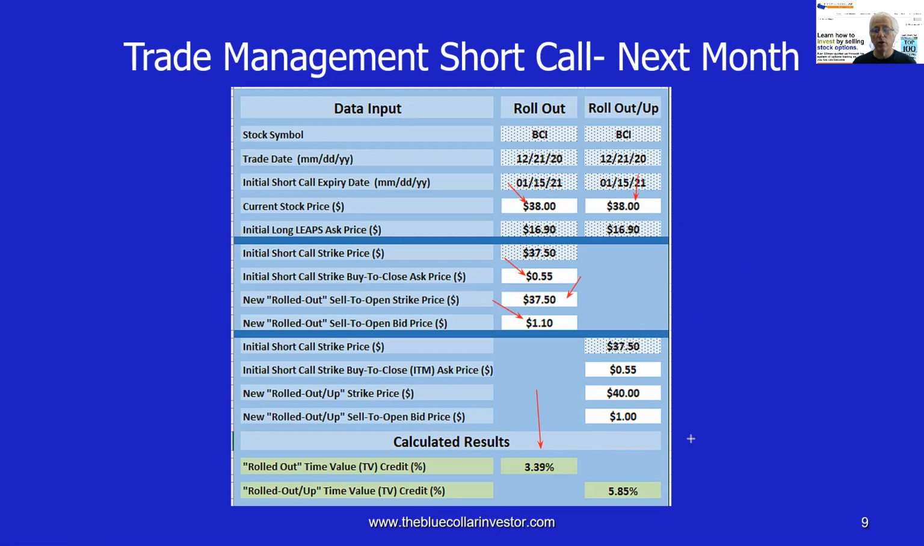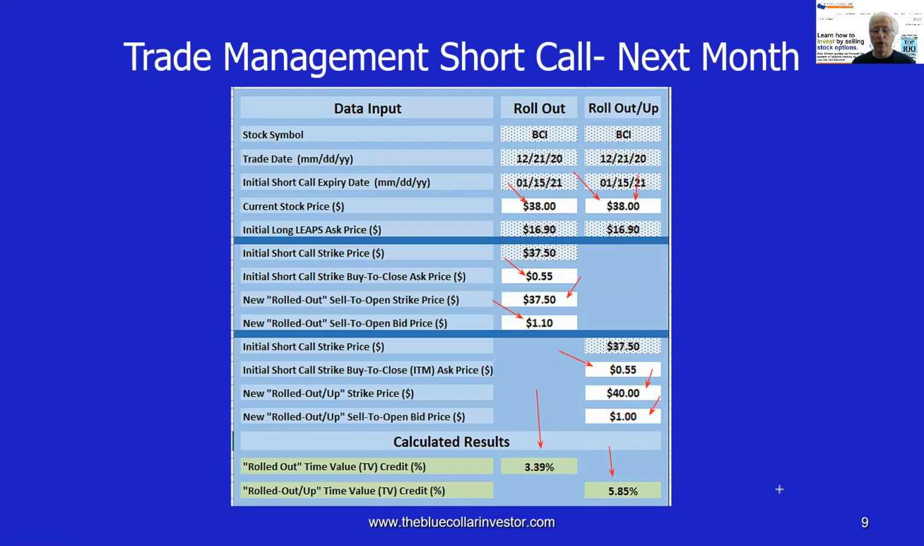Now, what if we're more bullish and we want to roll out and up? In this case, the cost to close is the same, 55 cents. And instead of rolling out to the same 37.50 strike, we're going to take a more bullish approach and roll out and up to the 40 strike. Well, you could see the premium is $1. And we also have the bought up value of our stock from 37.50 to the current market value of 38. Those two factors will result in an initial time value credit of 5.85%.